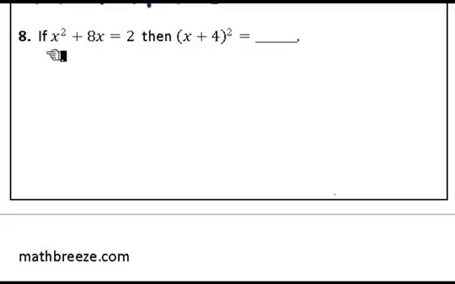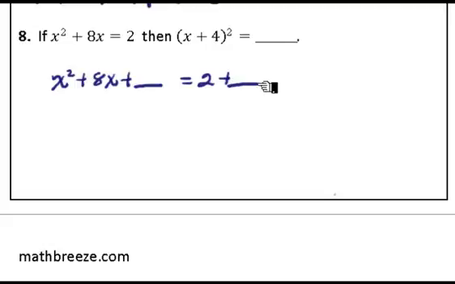In question 8, we're asked if x squared plus 8x is equal to 2, then x plus 4 squared is equal to blank. So what we want to do is complete the square over here, and we'll end up with that x plus 4 squared. And whatever we get on the right-hand side, that's what we fill in. All right, so let's do that. Let's complete the square. So we have x squared plus 8x, and we'll put in the blank, is equal to 2 plus blank. Okay, that's the stage that I call getting ready to complete the square.